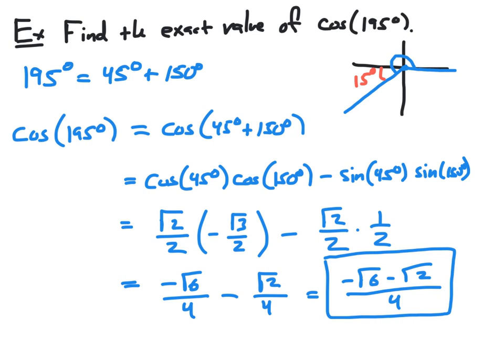Notice that this will be a negative number. That numerator, negative square root 6 minus square root 2, will be negative, and a negative numerator divided by 4 will result in a negative number. And this makes sense because this angle, 195 degrees, is in quadrant 3, and cosine should be negative there. So we get a cosine of 195 degrees to be this negative number, negative square root 6 minus square root 2 all over 4.